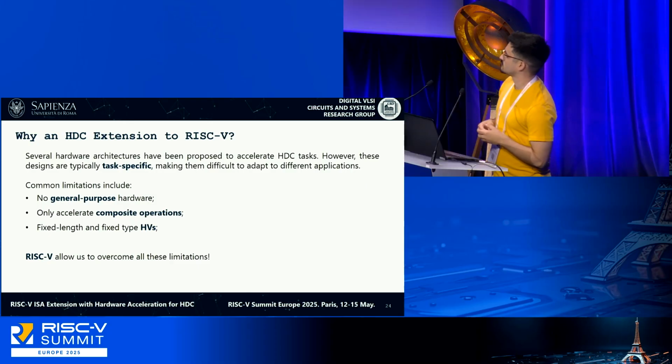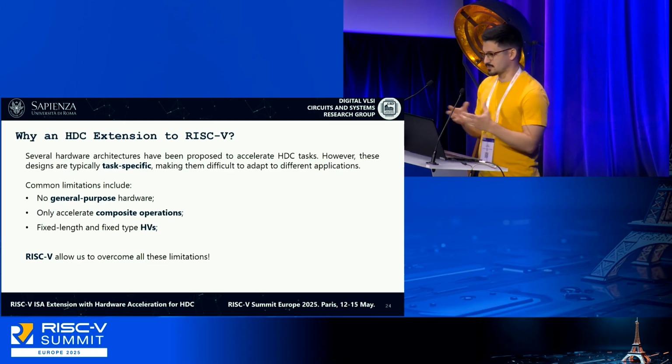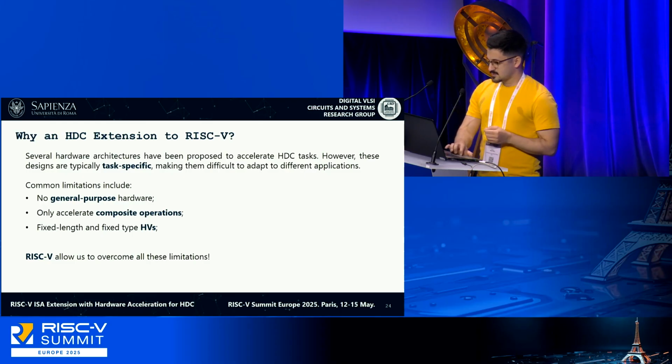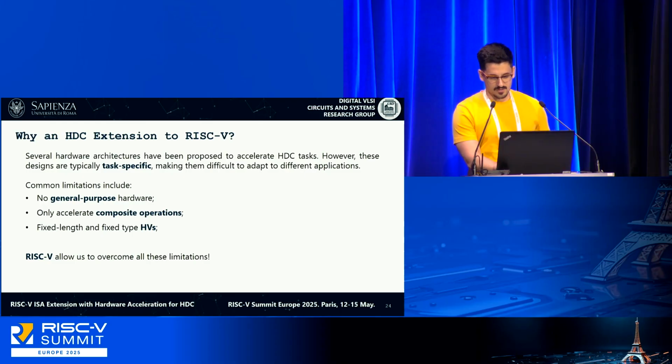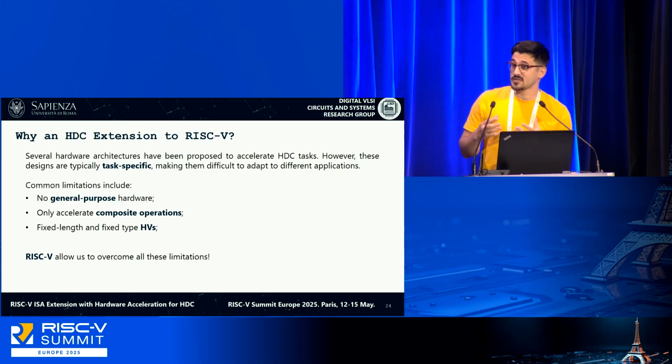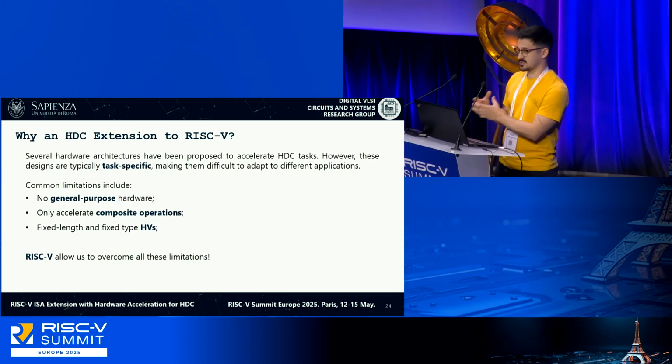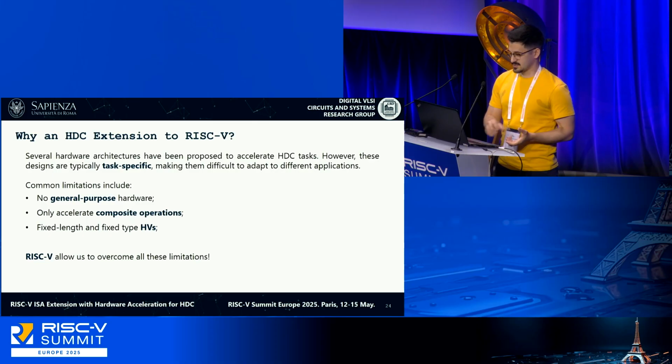They are tightly coupled to the dataset and often accelerate composite operations of the paradigm. And they work with fixed-length and fixed-type hypervectors. What this means in practice is that algorithm developers are left with low flexibility, and they cannot easily experiment with new learning strategies, or easily adapt an existing hardware accelerator to their own datasets.